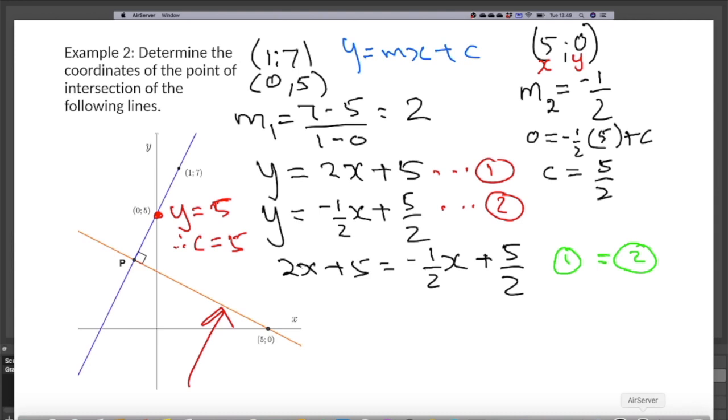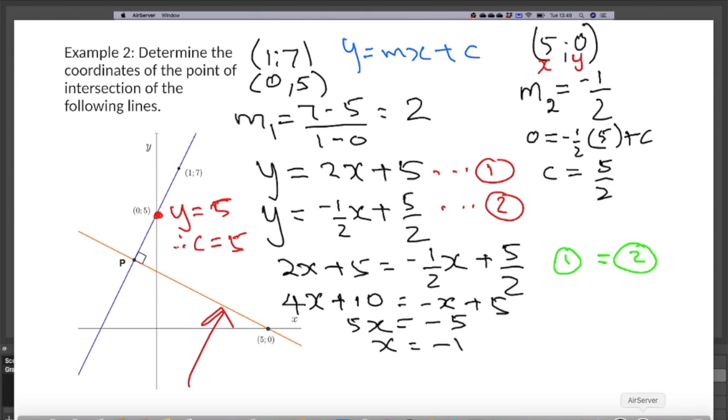Now to solve that, we need to clear the fractions, multiply by the lowest common denominator, which is 2 in this case. So multiply everything by 2. This is 4x plus 10 is equal to minus x plus 5. Collect your like terms and solve for x. So the left-hand side will become 5x, and the right-hand side will become minus 5. Therefore, x is equal to negative 1. So x is negative 1.